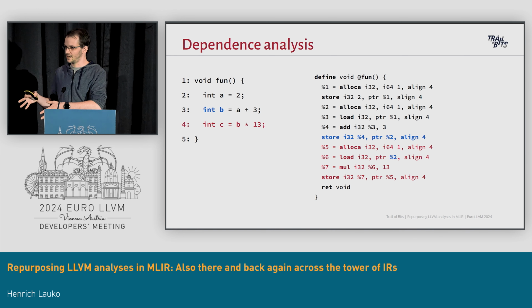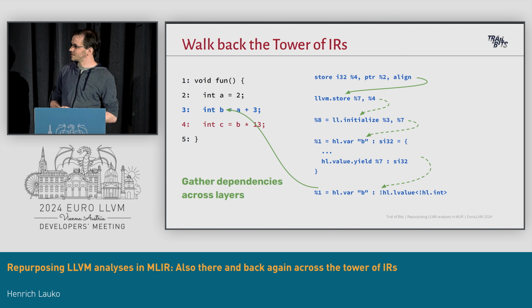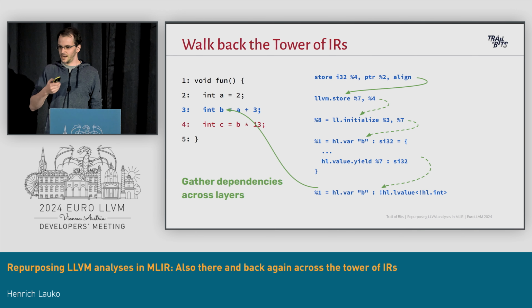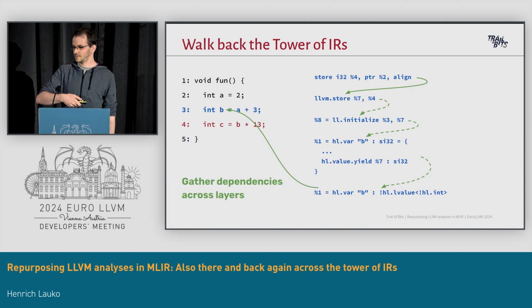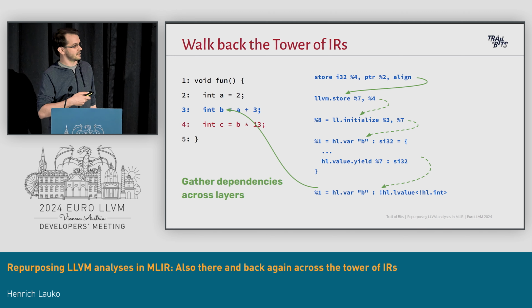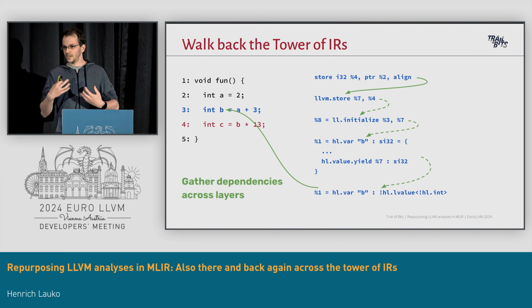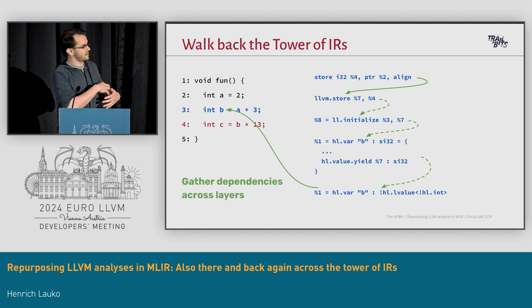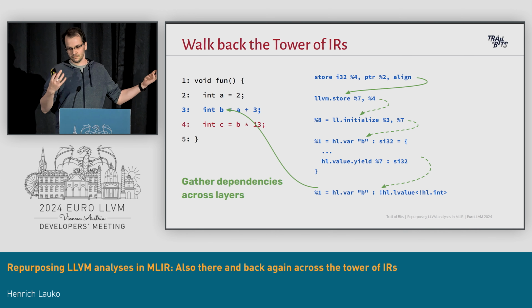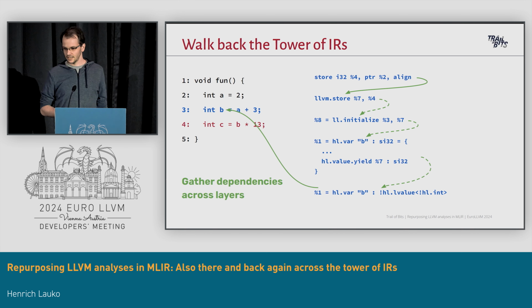But how do we relate back to the top? We can use locations for that. So we backtrack through the tower from bottom up. We know that the store corresponds to the LLVM dialect, which corresponds to our low-level dialect. We can go from there to the high-level dialect and all the way back to the source. And we can use this information now at arbitrary locations in the tower. We can use the dependency analysis at some low-level representation, or we can also use the information in the high-level representation.